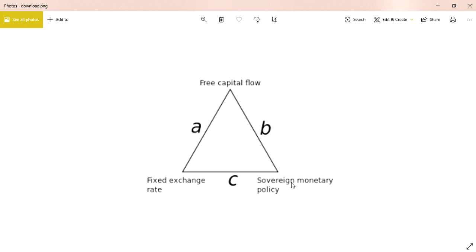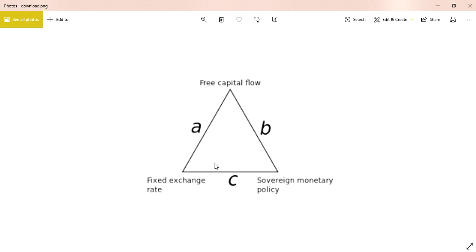So they don't have control over their domestic monetary policy, like European countries. If a country is over here, at B, they have a free capital flow policy and sovereign monetary policy, so they should give up fixed exchange rate. Their currency cannot be fixed because capital is freely coming and going.